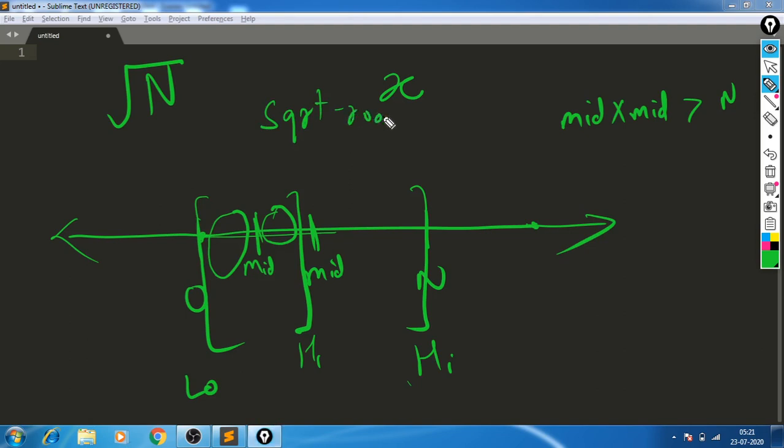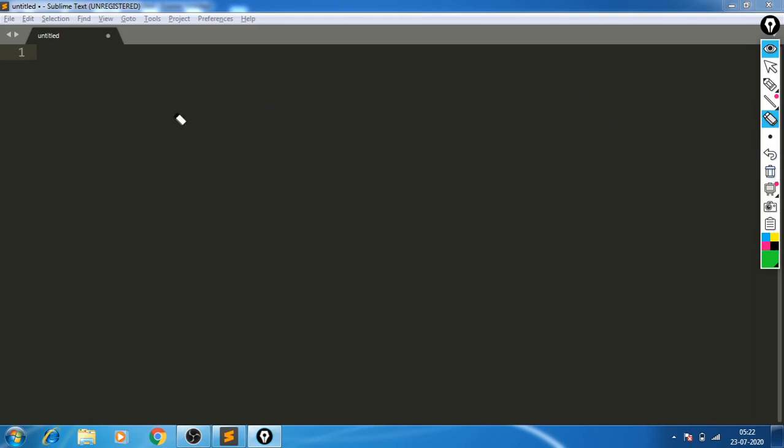And not just square root, you can use it to find cube root, fourth root, fifth root, anything. Instead of doing mid into mid, simply check mid into mid into mid, right? If you want to find the nth root or the kth root, you could do a binary search. You could find what is mid power k, and then compare it with the number whose root you are finding, and then you could keep applying the same idea.